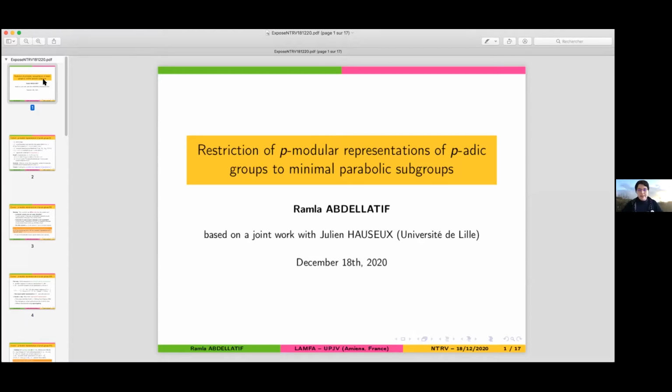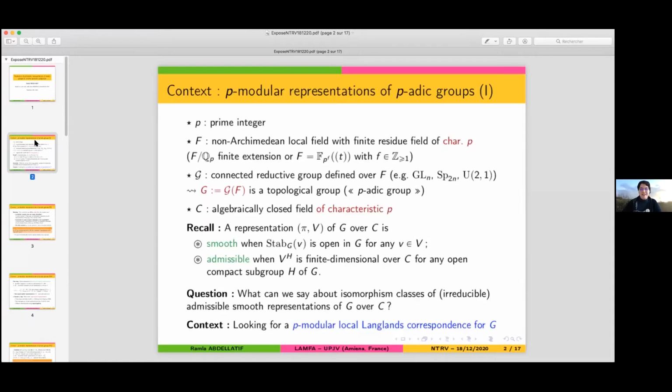What I will discuss today is a joint work with Julien Ozeux from Lille University. And the context is something we haven't seen so far, which is p-modular representations of p-adic groups. In Jessica's talk, we've seen complex representations, we've seen l-modular representations, but with l different from p. And here I will assume p being equal to l. And as you will see, it's quite a mess.